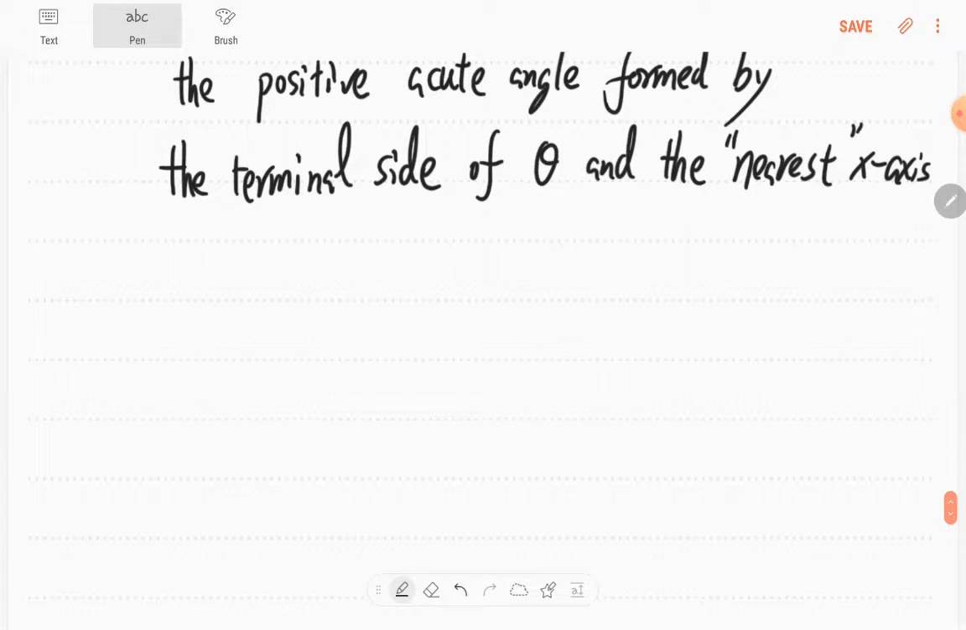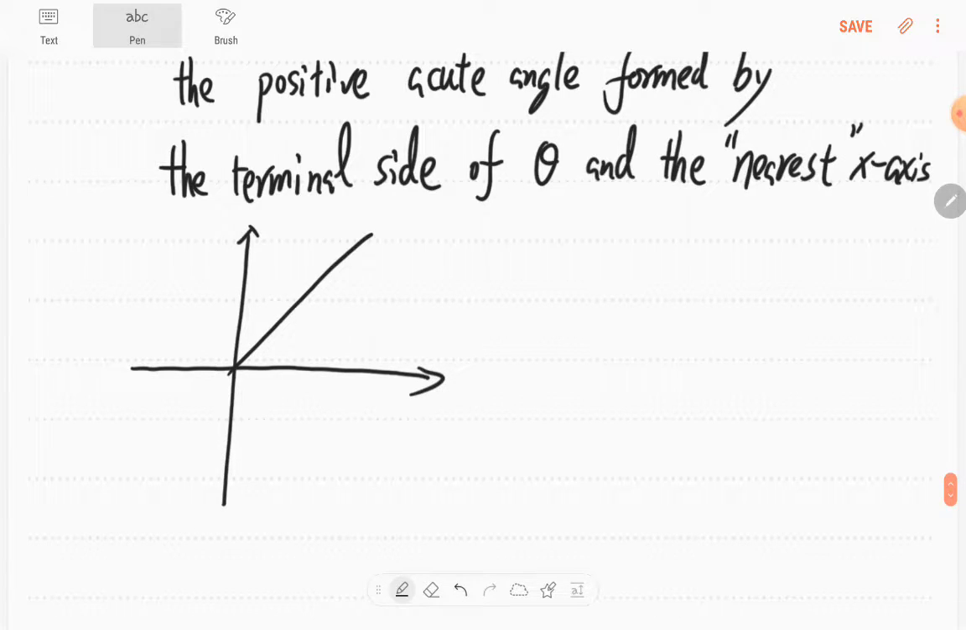So what does this mean? If the terminal side is here, if the terminal side of theta is here, then the reference angle is a positive acute angle, greater than 0 and less than pi over 2. So this is the reference angle, formed by the terminal side and the nearest x-axis, which is the positive x-axis, right?